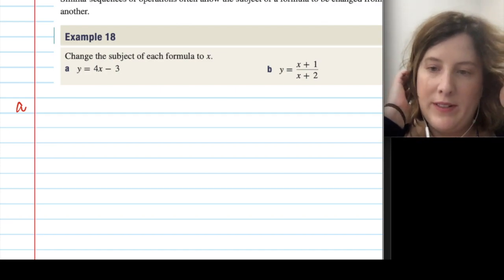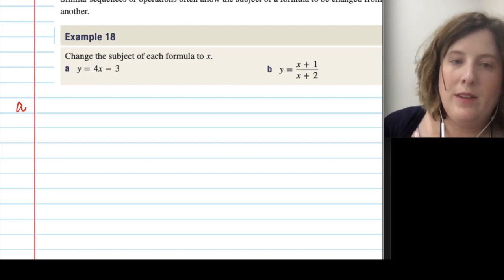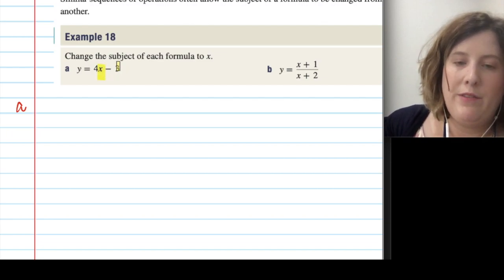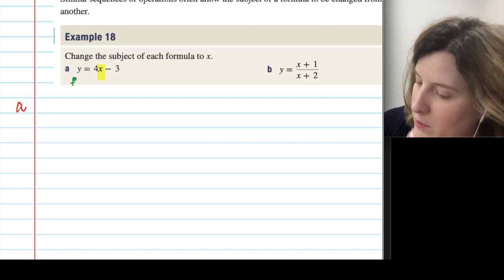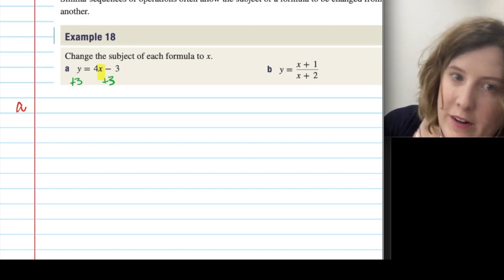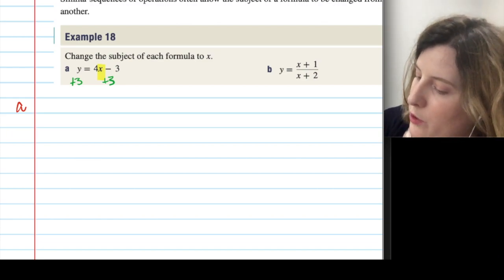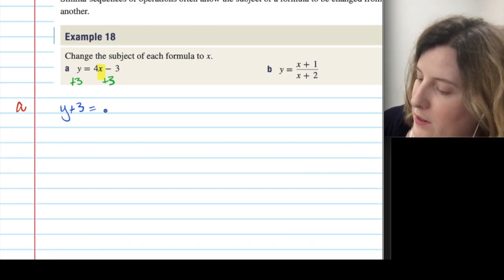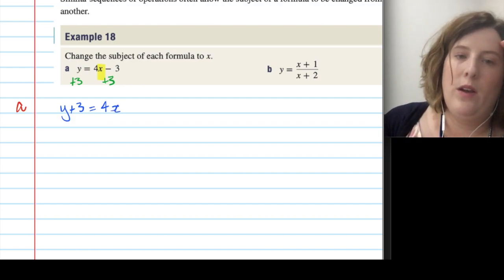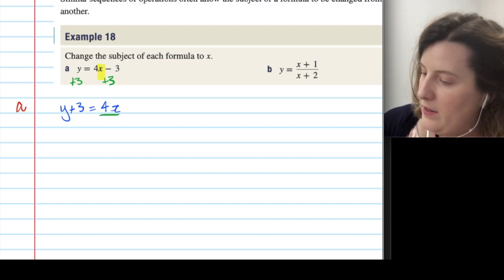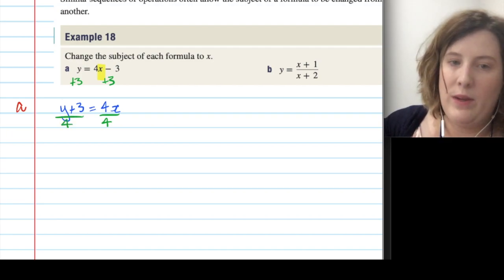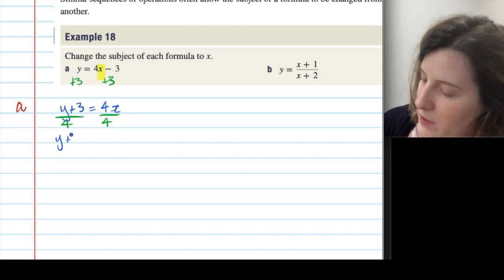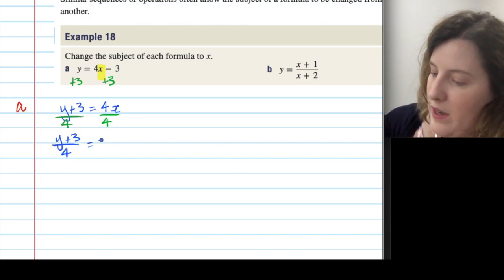So let's look at example A. We've got y equals 4x take 3. Now I want x on its own. So we're going to get rid of the minus 3 first, and then we're going to get rid of this times 4. So how do we get rid of that minus 3? Plus 3. Now we don't actually know y plus 3 because we don't know y, so we've got y plus 3 equals 4x. We now want to get rid of that 4, same as usual, divide. And you can see that we've got y plus 3 all over 4 equals x.